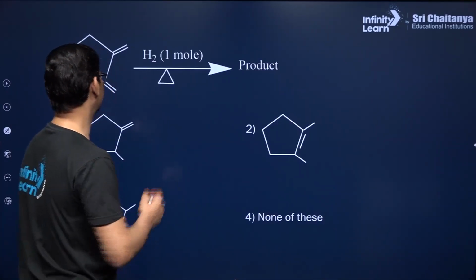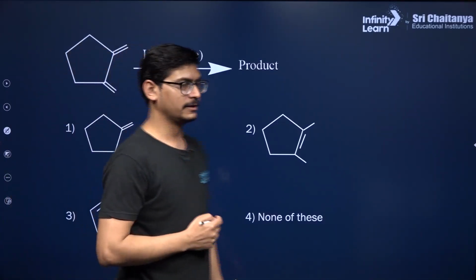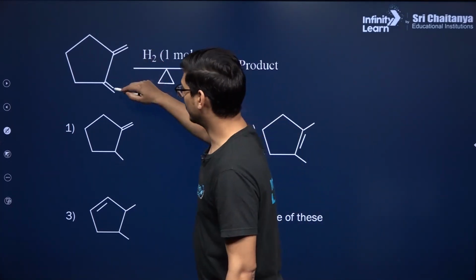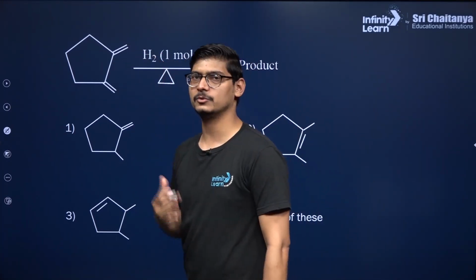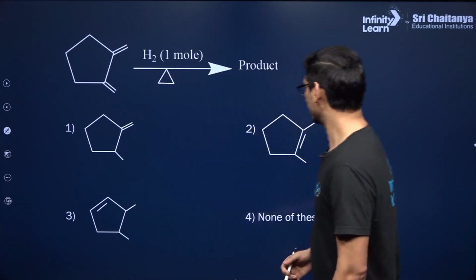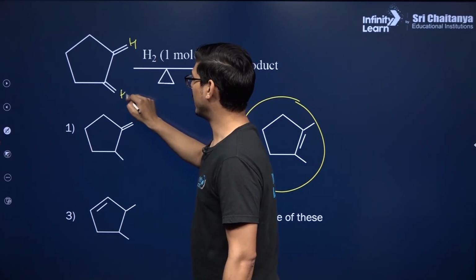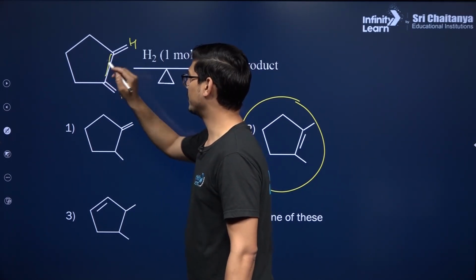Next question, we are carrying out the catalytic hydrogenation. And you can see that this is a conjugated compound, double bond, single bond, double bond. So it will lead to the formation of a more stable compound. So the correct answer here is 1, right? One hydrogen will add here, another will add here, and these carbons will form a pi bond together.